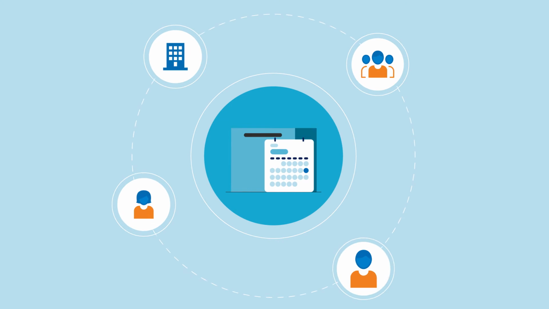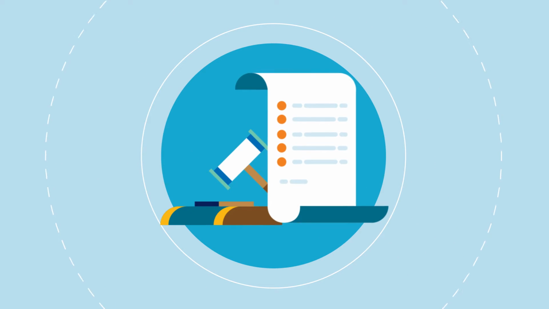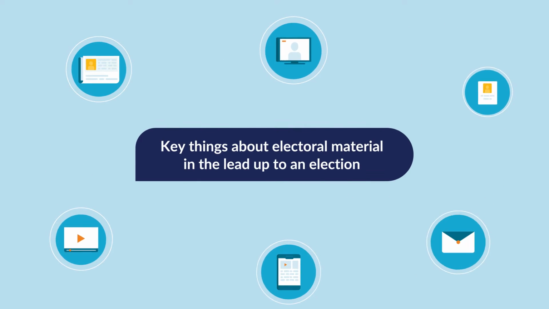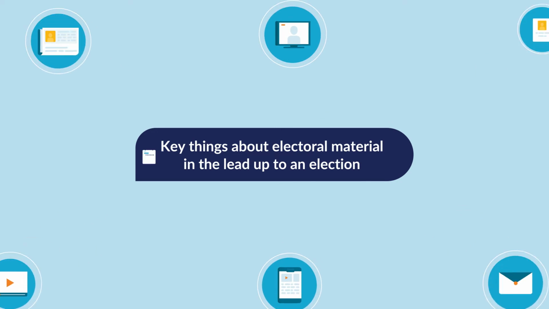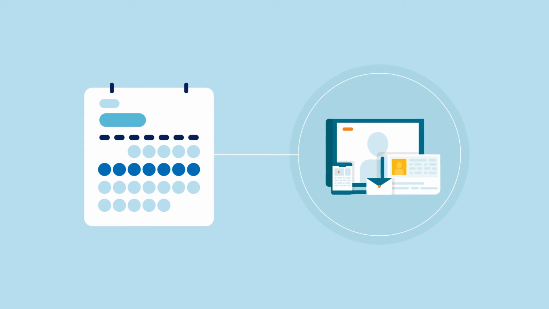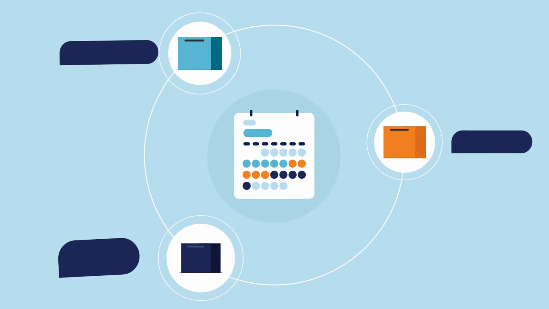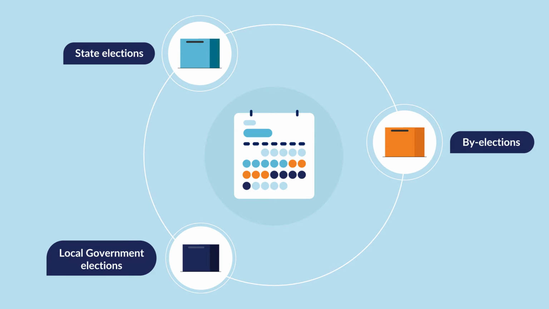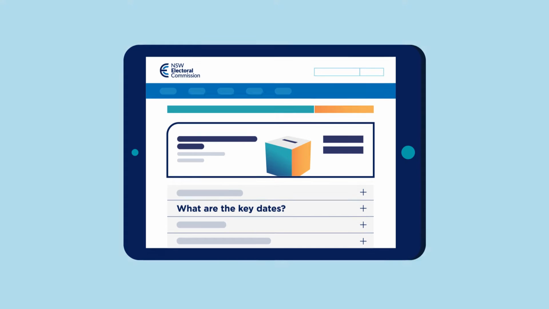If you are participating in an upcoming election or are the publisher of electoral material, to comply with New South Wales law, it's essential you know and follow the rules. Here are some of the key things to keep in mind about electoral material in the lead-up to election day. The specific period in which electoral material is regulated and when criminal offences apply varies depending on the type of election. The dates for each regulated period can be found on our website.